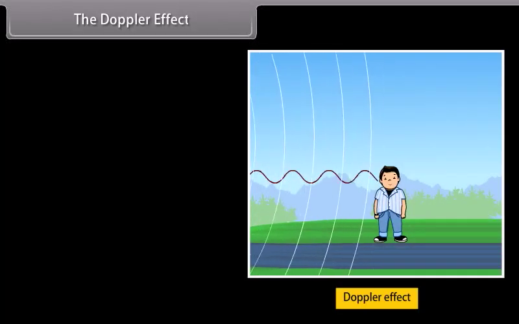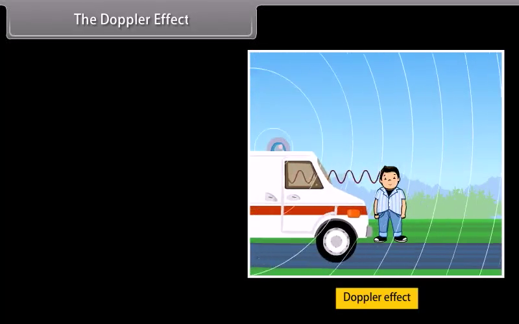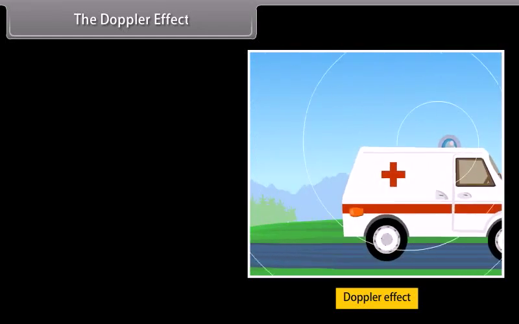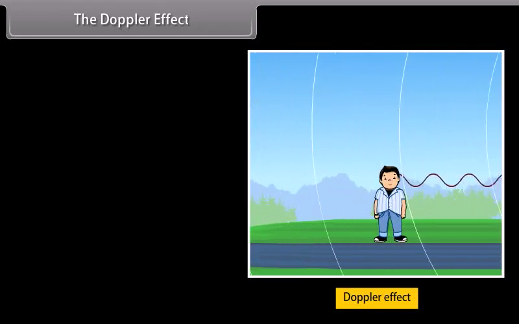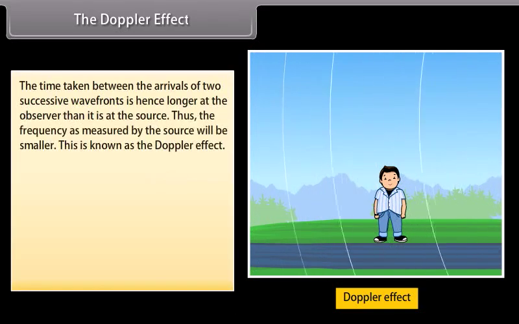The Doppler effect. Consider when there is a medium and the source moves away from the observer, then later wavefronts have to travel a greater distance to reach the observer. The time taken between the arrivals of two successive wavefronts is hence longer at the observer than it is at the source. Thus, the frequency as measured by the observer will be smaller. This is known as the Doppler effect.